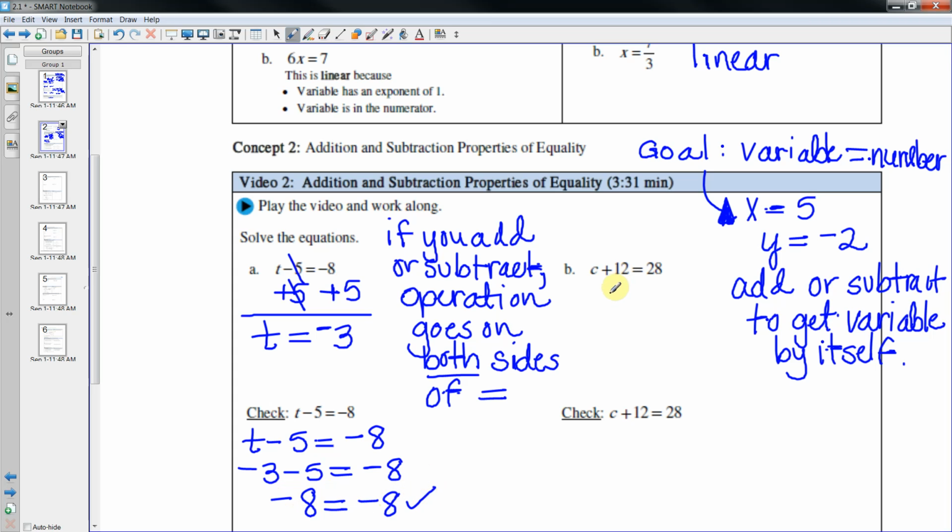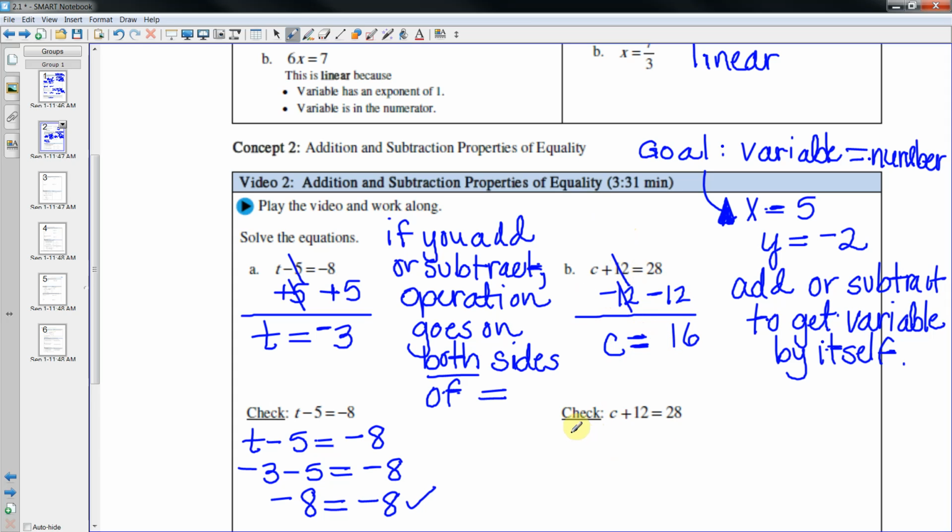Okay, let's look at the next example. C plus 12 equals 28. I have a C plus 12. The opposite of a plus 12 would be minus 12. That is the number that would cancel out that 12 with the C. So those cancel out, and I have C equals 28 minus 12, which is going to give me 16.